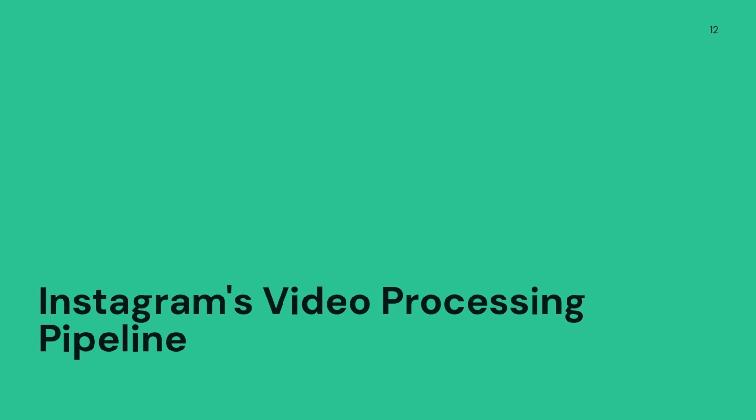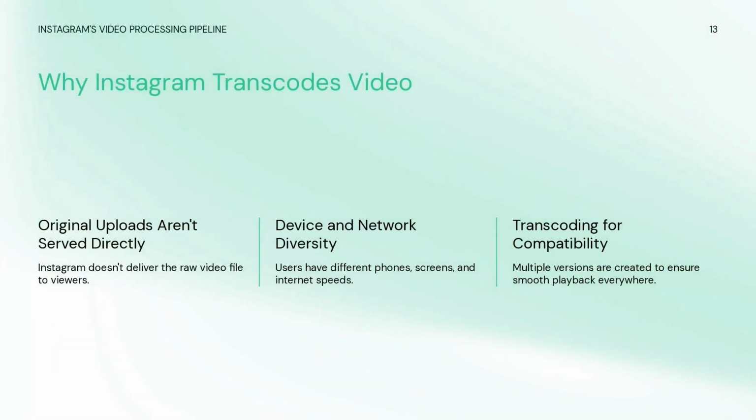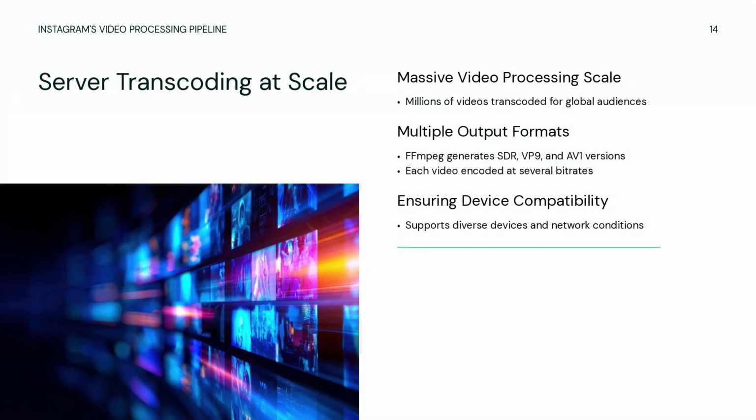Instagram does not serve the original uploaded video. Instead, every video goes through a processing pipeline. Instagram transcodes videos to support different devices and network conditions. Multiple versions of each video are created at different bit rates and formats. This ensures smooth playback globally, but it also adds complexity. This processing happens at massive scale. Millions of videos are transcoded using FFmpeg. Formats include H.264, VP9, and AV1. At this scale, small limitations in tooling can cause major issues.